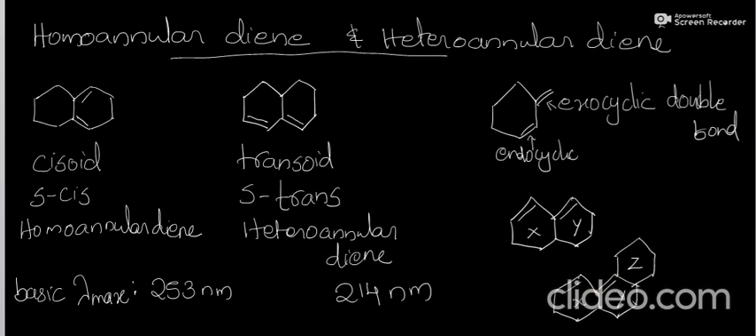An exocyclic double bond increases the lambda maximum by 5 nanometer per ring, and if the same double bond happens to be exocyclic to two rings, 2 into 5, 10 nanometer will be added.